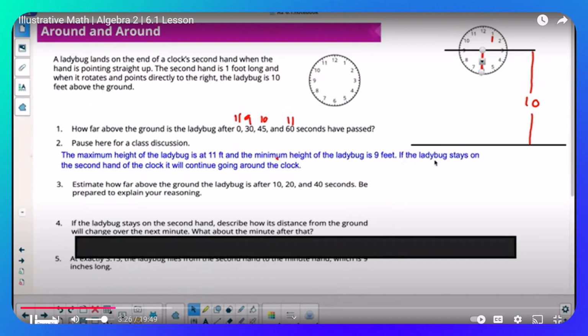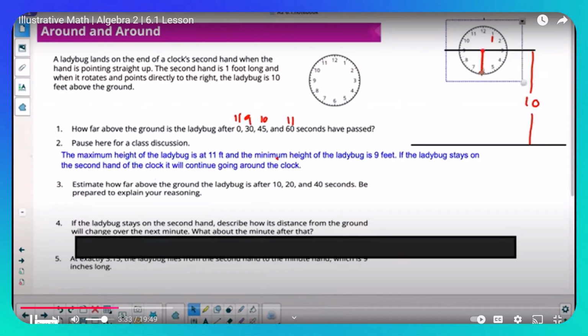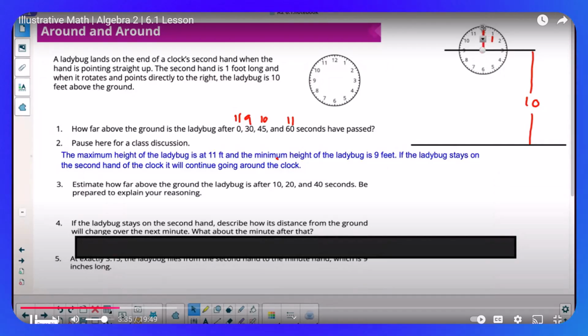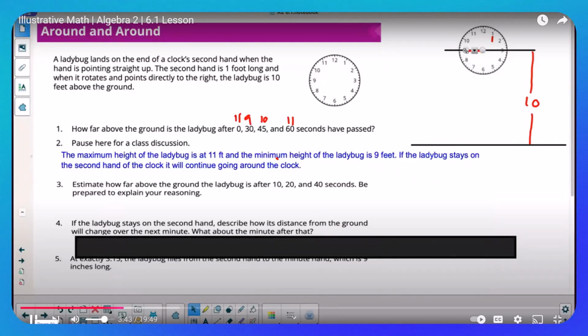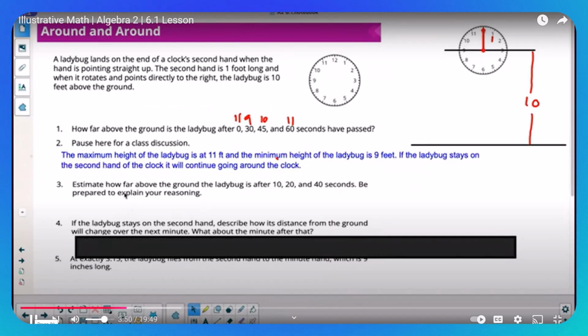So if the ladybug stays on the second hand of the clock, it will continue going around. So it's going to repeat. It's going to get back up here to 11, and it's going to start decreasing. The minimum will be at 9. And it starts increasing. It gets higher, back to 10 at the middle, all the way up here at the top. You're back at 11 feet.